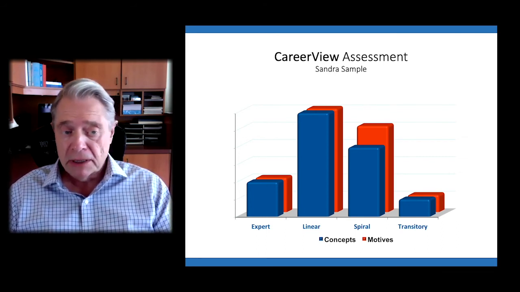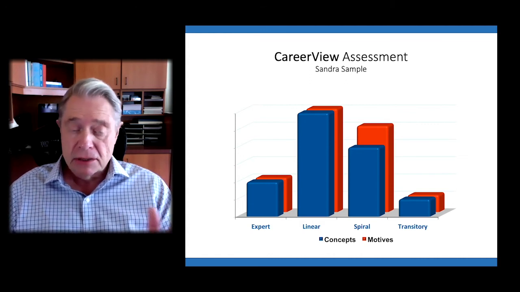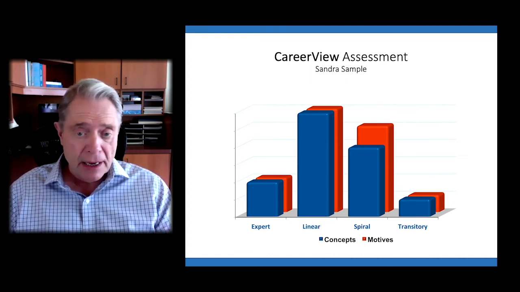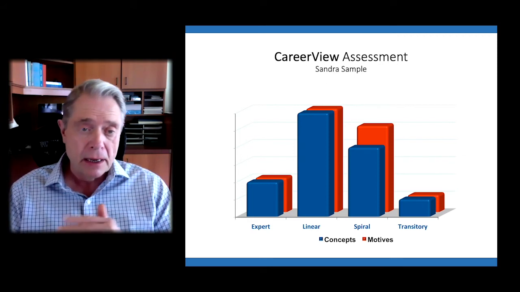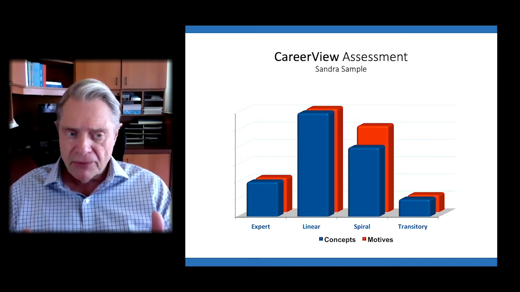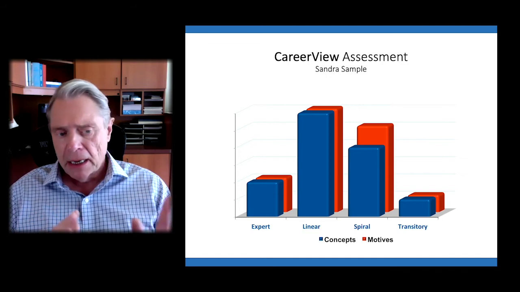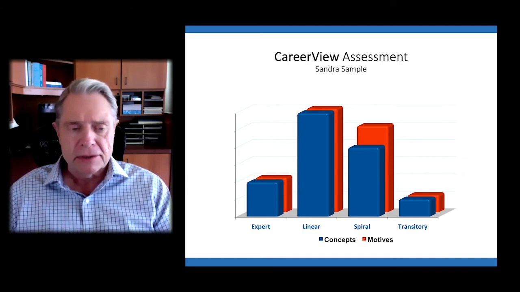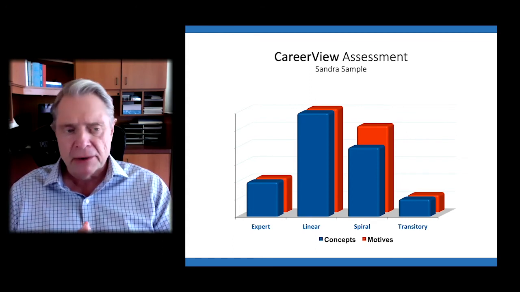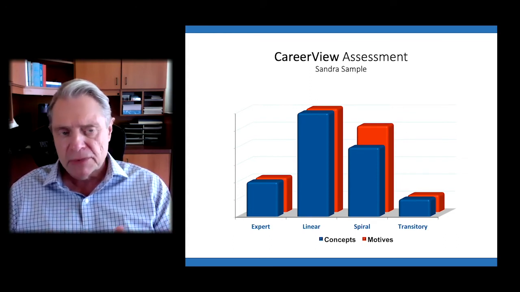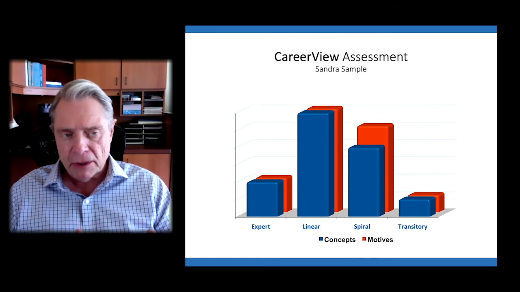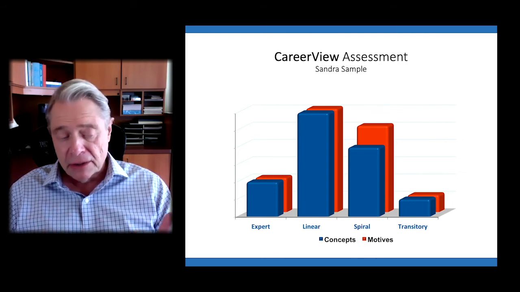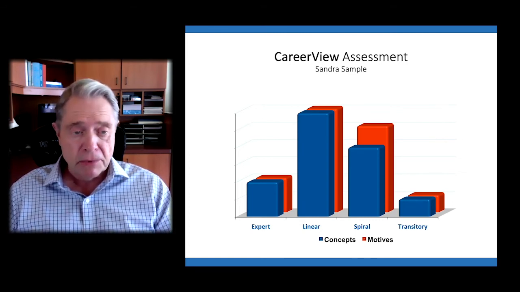Now, what should be really apparent here is that she's very closely aligned with her head and her heart. It's basically the same profile in front and in back. Yeah, the score is a little bit higher on the spiral than we see for her ideal career concept, but that's a minor issue. The same two themes stand out most prominently in her career motive profile as they do in her career concepts profile.